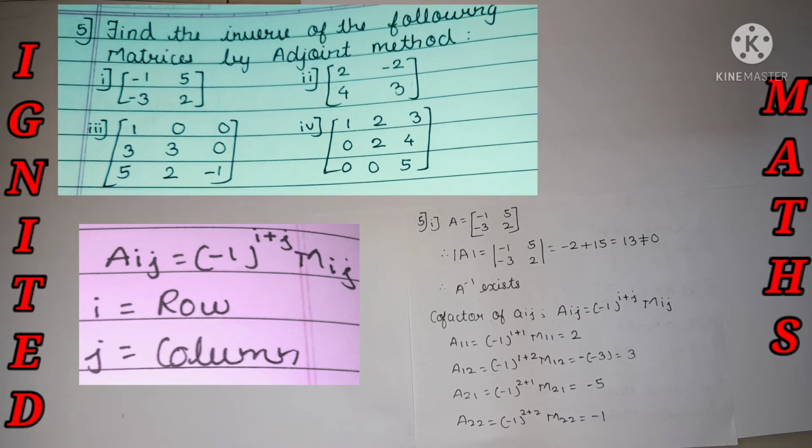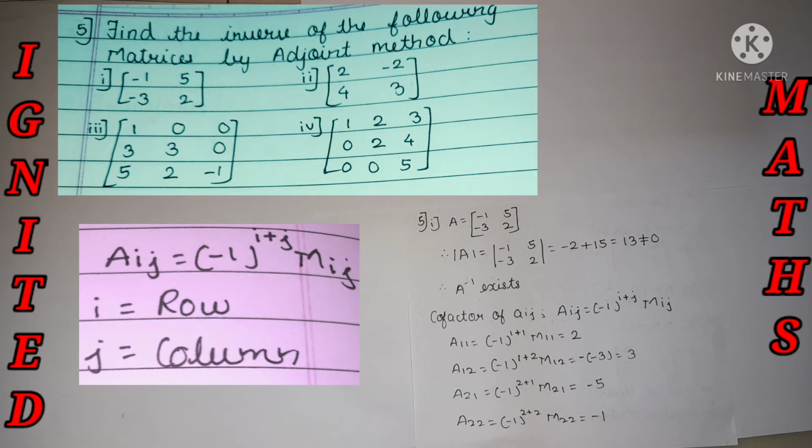The fifth main question is based on the inverse. As I have mentioned, it's just one step ahead of the 11th standard. In the 11th standard, we came across the minor, cofactor, adjoint, transformation, all things. But over here, we need to find the inverse of the matrix.